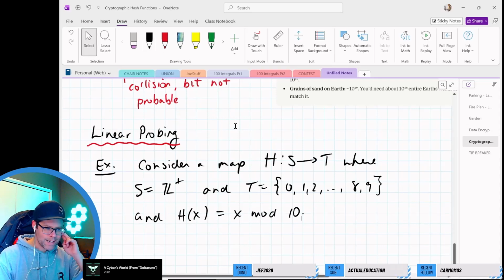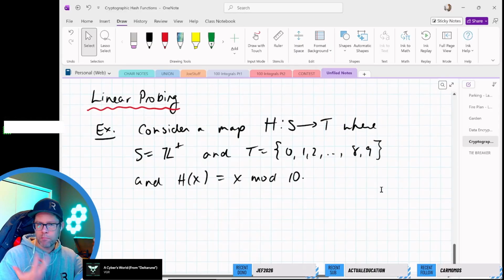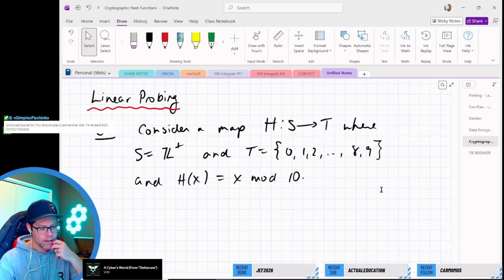So to get an idea of what linear probing is and how it could be helpful on the backend database side of things, let's look at just a really simple map. This is going to be a map where I take any positive integer, so S is the set of positive integers. Do I want to include 0 here? I don't think that's important.